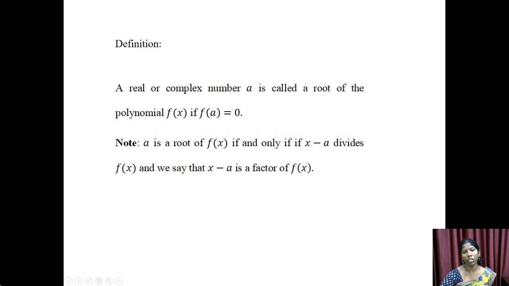Let's look into another definition. A real or a complex number a is called a root of the polynomial f of x if f of a equal to 0. In other words, we can say this number a satisfies the polynomial f of x. Note that a is called a root of f of x if and only if x minus a divides f of x. We say that x minus a is a factor of f of x. So whenever a is a root of the function, then we can say x minus a is a factor of the function f of x.